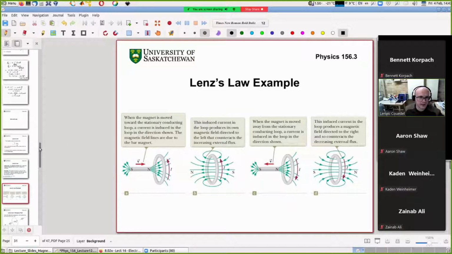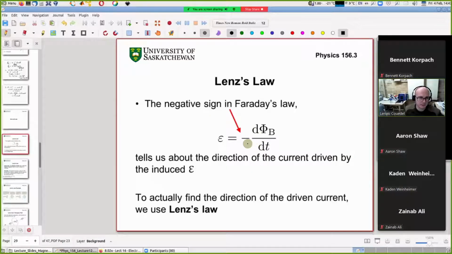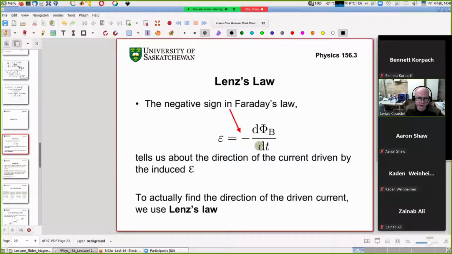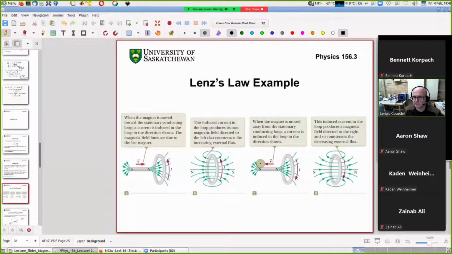So the minus sign in Faraday's law is there to keep the original magnetic flux through the loop from changing. The induced current in the loop flows in the direction that creates a magnetic field that opposes the change in magnetic flux. So this opposition is given by the minus sign. Does it make sense for everyone, the way you guess the direction of the current in the loop?